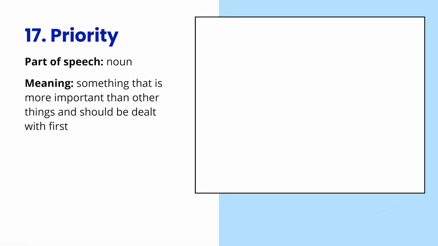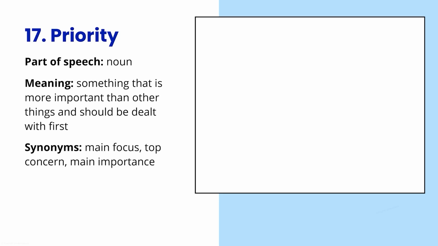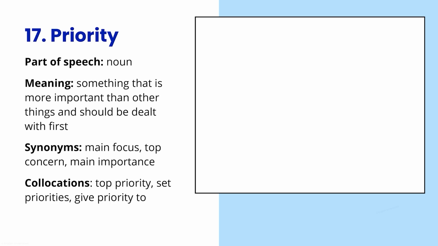Moving on to 17, which is priority. Now, a priority is a noun, and it's something that is more important than other things and should be dealt with first or should be handled first. Synonyms: main focus, top concern, main importance.